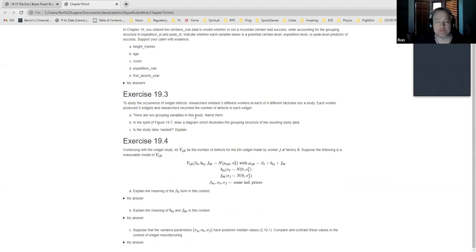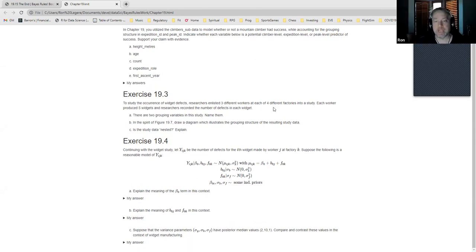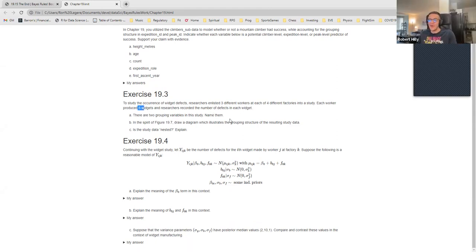So the next two exercises have to do with this widget factory. Did you look at this one at all? I did not. Interesting. So the researchers enlisted three different workers at each of four different factories for a study, right? Each worker produced five widgets and the researchers recorded the number of defects in the widgets. These guys are not big on lots of data collection, by the way.